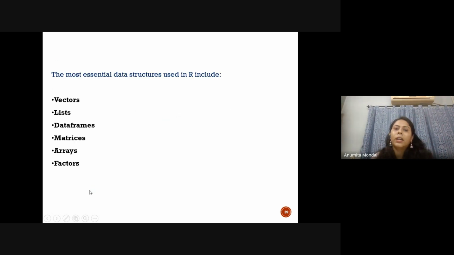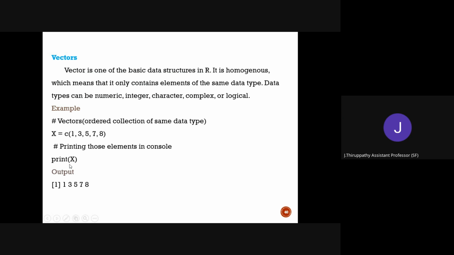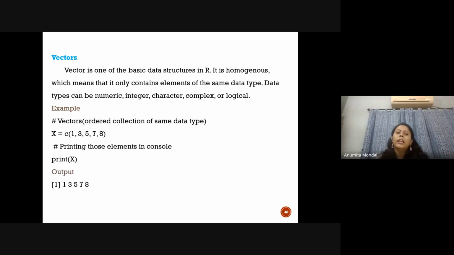Now data structure. In data structures, we use different manners to write the data. The first one is vector, the second is list, then data frames, matrix, arrays, and factors. First one is vector.